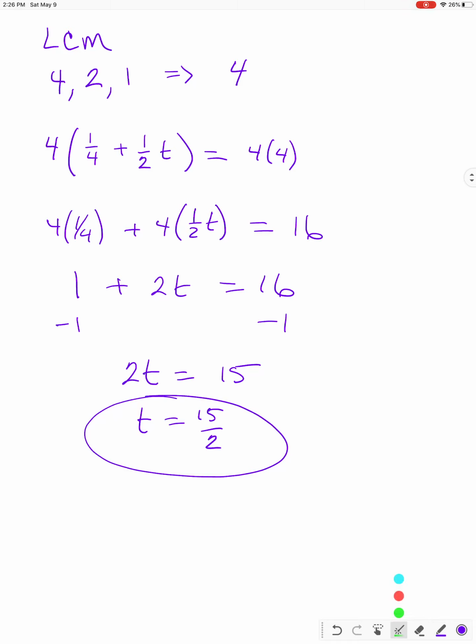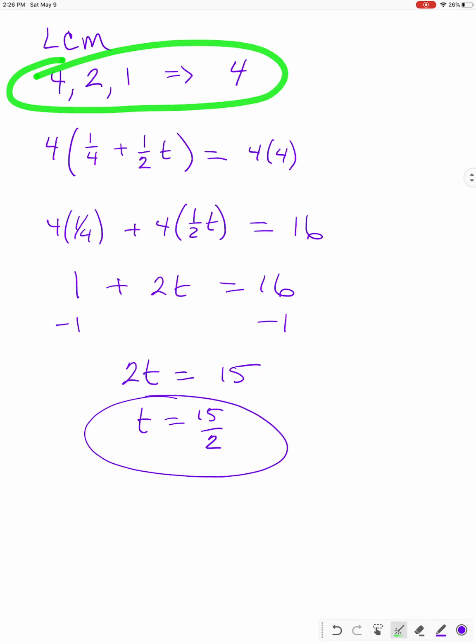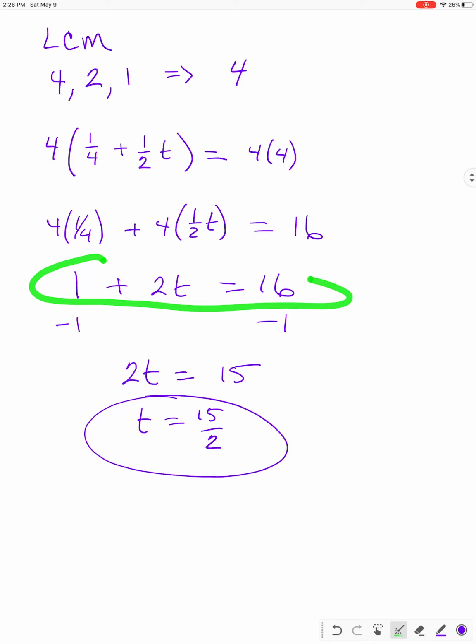So I used the least common multiple method. I multiplied both sides by the least common multiple in order to clear out the fractions. And when I cleared out the fractions, I got this pretty simple, straightforward equation.